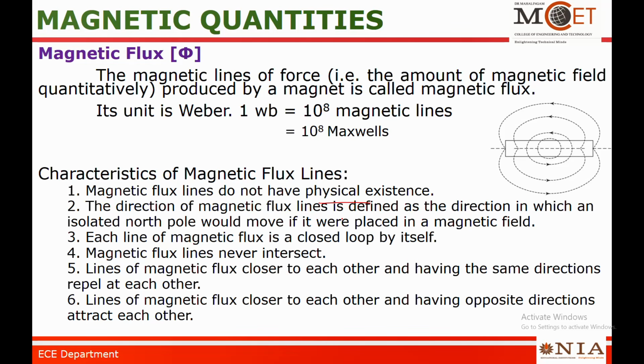The third and fourth points are that these magnetic flux lines never intersect, and the magnetic fluxes are always closed loops by themselves. When they are produced, they automatically close. Another characteristic is that the direction of the magnetic flux lines is defined by the direction in which a north pole would move when placed in the magnetic field. These are the characteristics of magnetic flux lines.